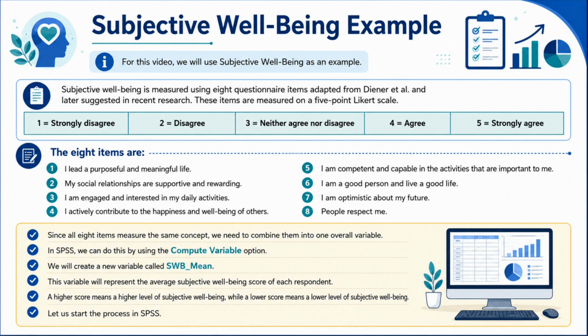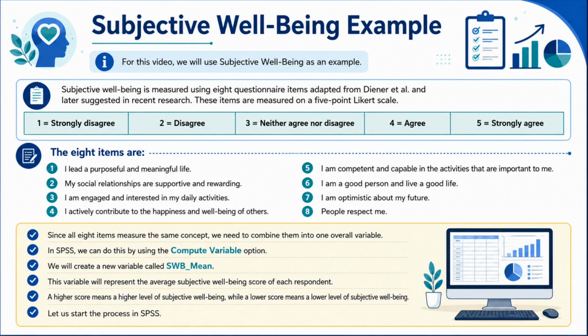Subjective well-being is measured using 8 questionnaire items adapted from Diener et al. and later suggested in recent research. These items are measured on a 5-point Likert scale. The response options are 1 equals strongly disagree, 2 equals disagree, 3 equals neither agree nor disagree, 4 equals agree, 5 equals strongly agree.